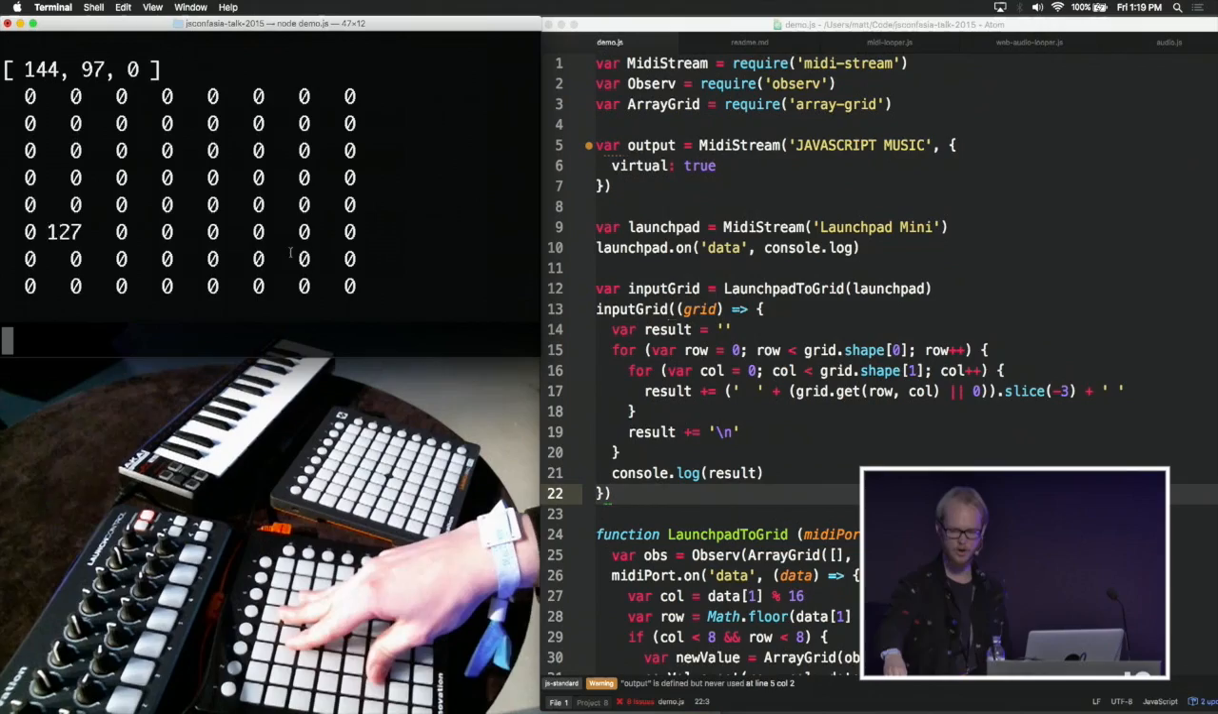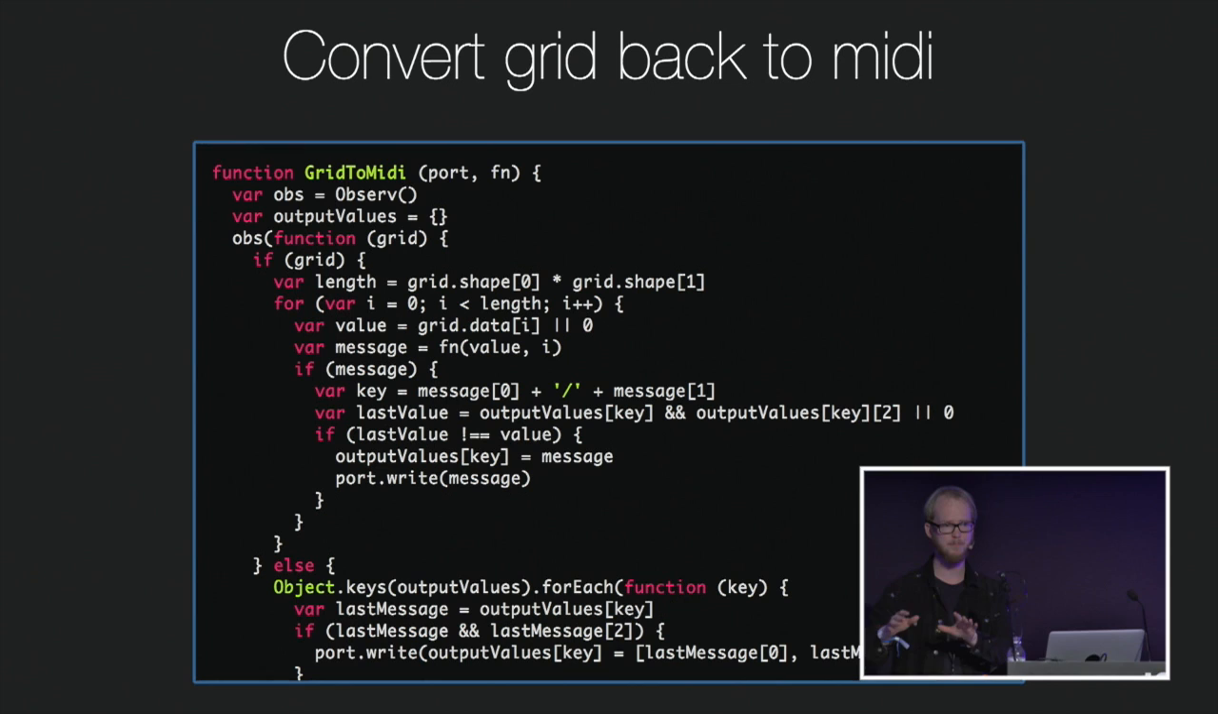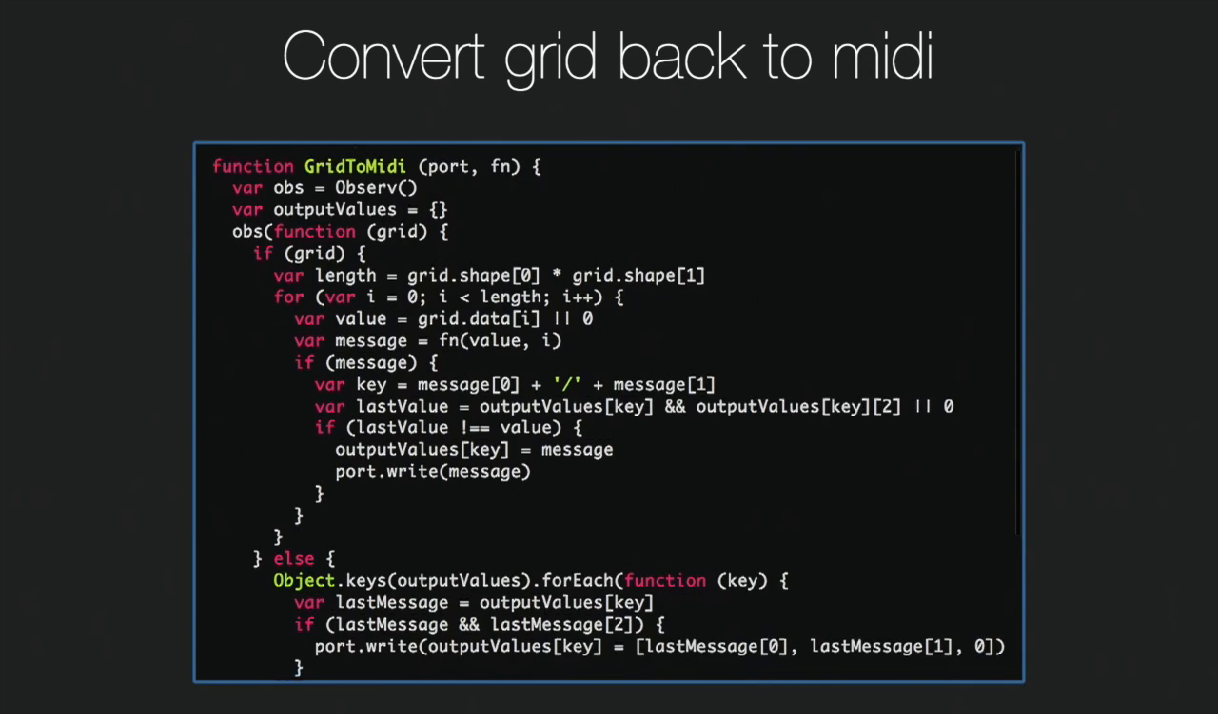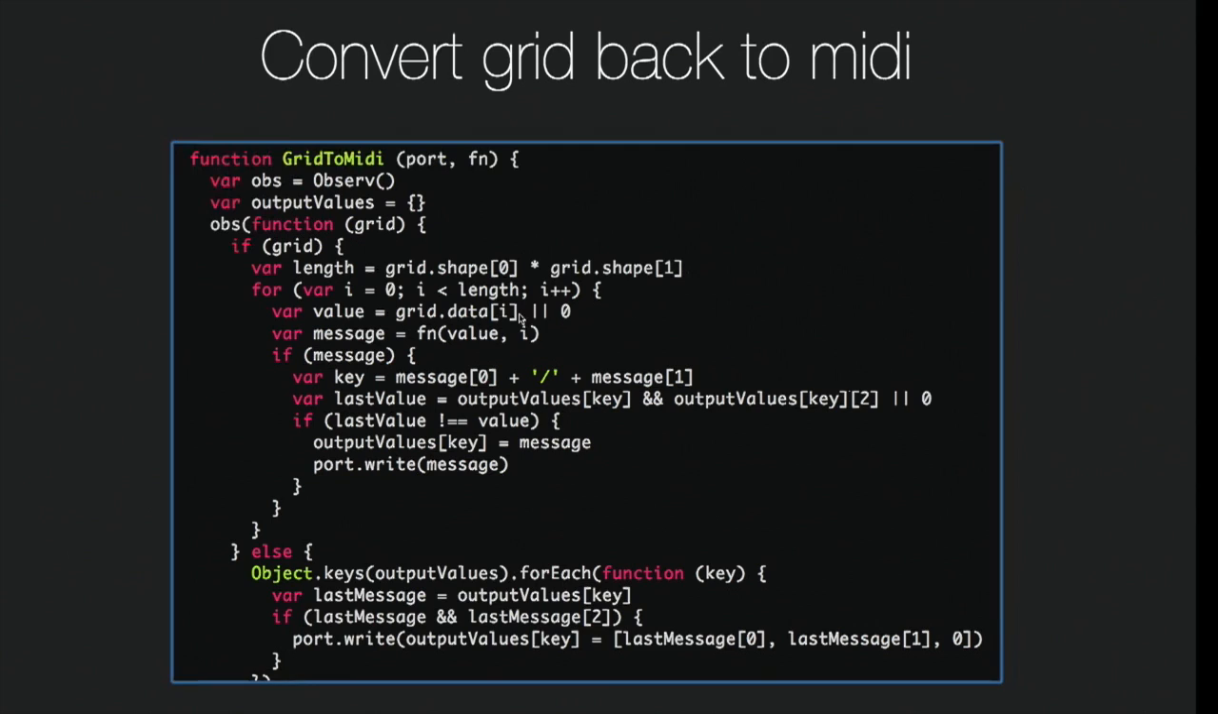And if I want to translate that grid back into MIDI to then forward onto Ableton Live, I can use this really complicated little function here. It's actually quite simple when you break it down. All it's really doing is, every single time there's a change to the object, it scans through to see if it can find out what's changed, and then it will send that particular message through to Ableton Live. So it's converting our snapshots back into a stream of changes.